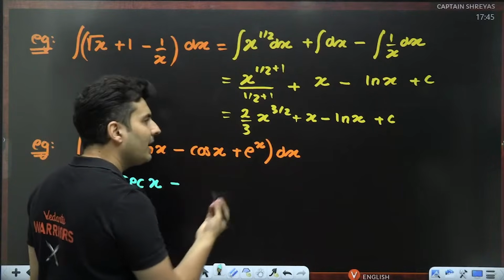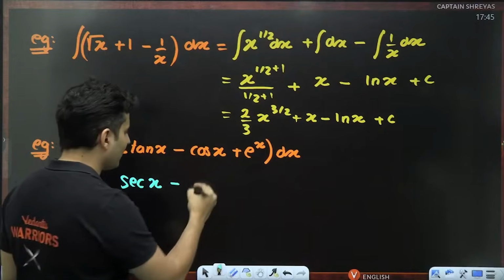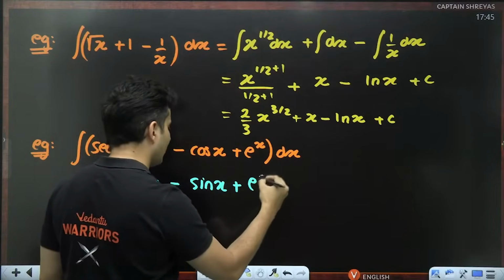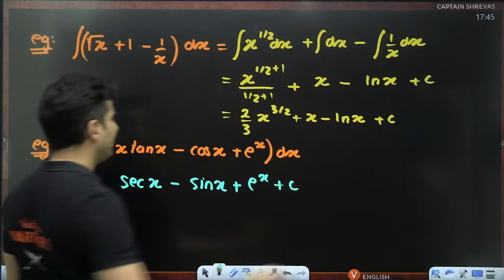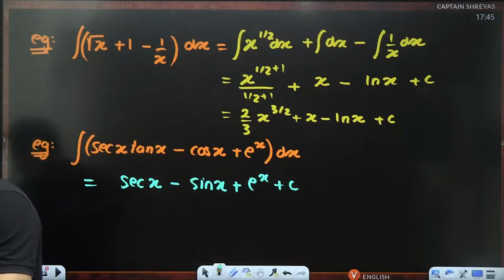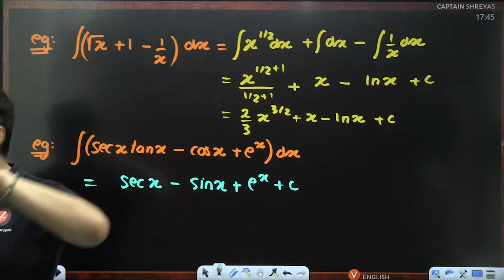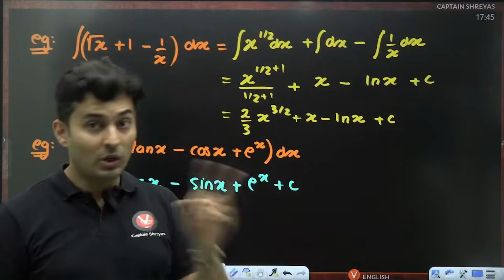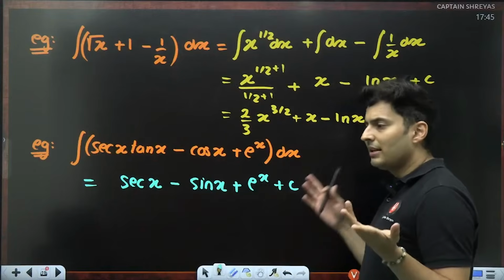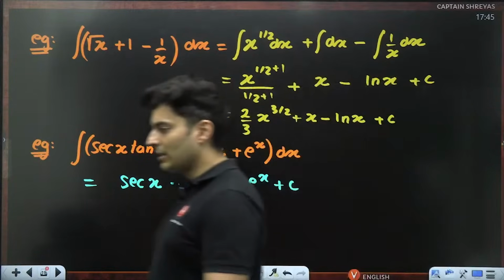Cos x's integration is nothing but sine of x. So put sine of x. e raised to x's integration is just e raised to x plus c. So direct formula application, nothing great over here. Exactly, everyone. Sec x tan x's integration was sec x, cos x's integration was sine x, not minus sine. Cos x's derivative is minus sine, be careful. e raised to x's integration is e raised to x only. So nothing doing over there.